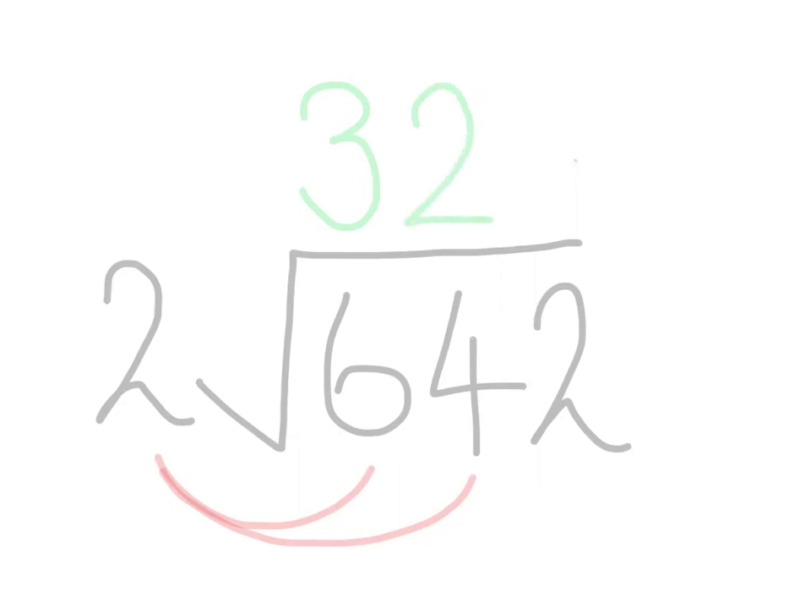Lastly, you do the number at the end and divide that by 2. 2 divided by 2 is equal to 1. Now that is your sum complete. So 642 divided by 2 is 321.